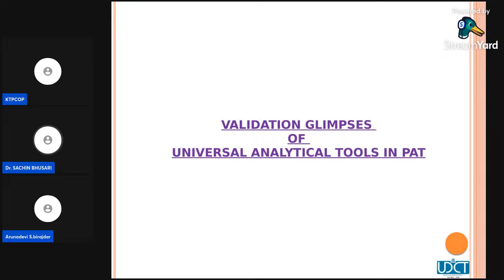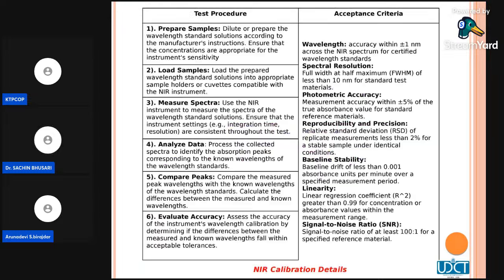And there are some tools for which data is almost unavailable. It's very difficult to track the data. If you refer to my presentation, if you try to collect data, it is quite challenging to get some crucial data of instrument validation as far as universal analytical tools in PAT are concerned. So for IQ and OQ, I'm not going to talk about IQ, OQ, but yes, I'm going to talk about PQ, performance qualification.